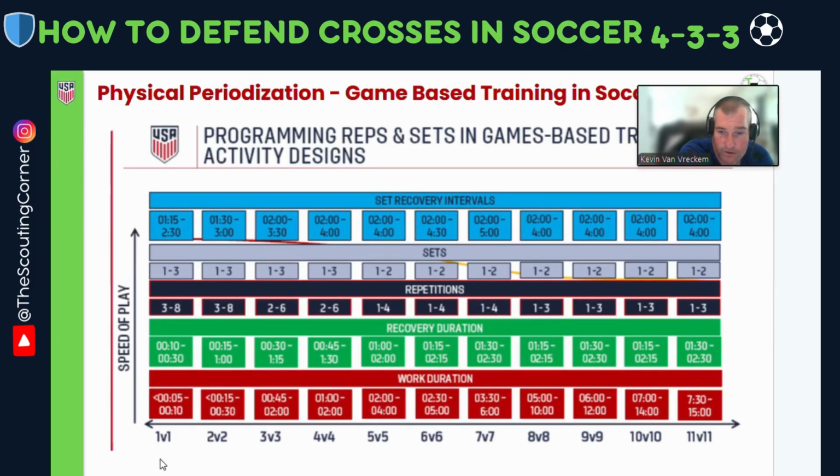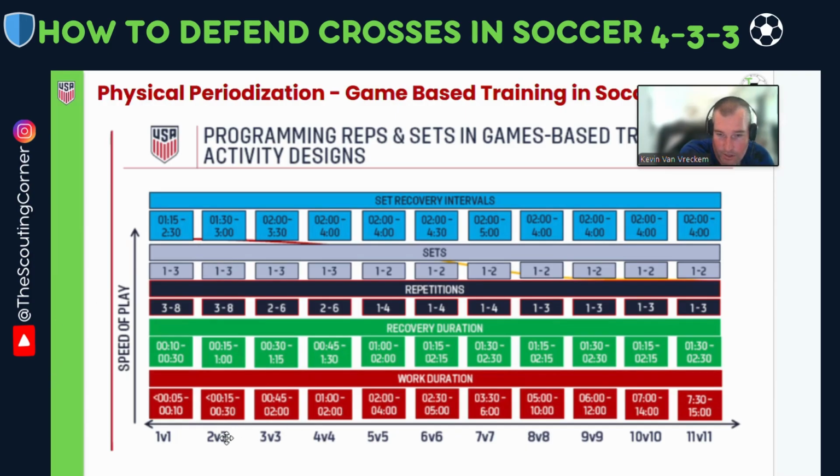It's a 1v1, so it's a 10-second duration of work. You saw 2, 3, 4 players in line, so it's 10 seconds work, 30 seconds of rest, so you have 40 seconds. You do that times 8. That brings you up to 6-7 minutes. You do that times 3. You're up to 20-25 minutes with a little bit of a break in between recoveries. So that's actually a 30-minute activity.